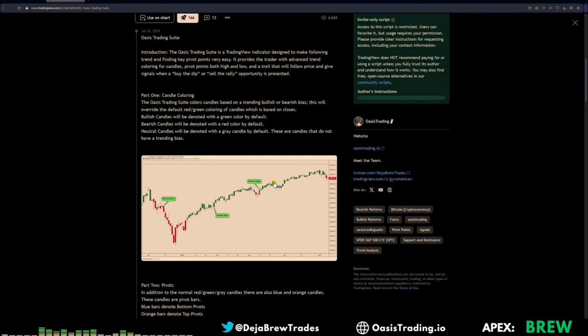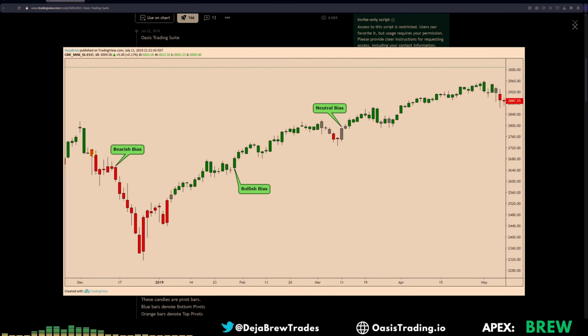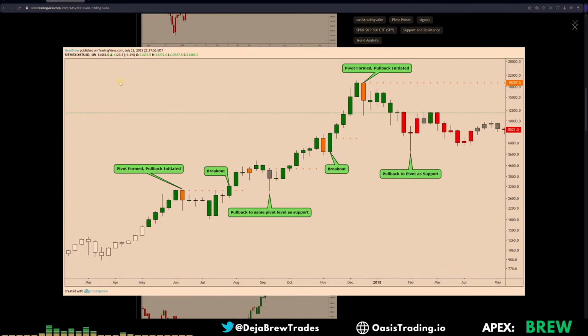Okay, let's take a look at some examples here. So the red candle colors here, bearish bias. The green candle colors here, bullish bias. The gray is more of a neutral bias, kind of a sideways market. The pivots, like I said, will look for pullbacks where price is shifting, where volume is shifting. It's pivoting from one direction to the other. It will put a level on that general high or general low.